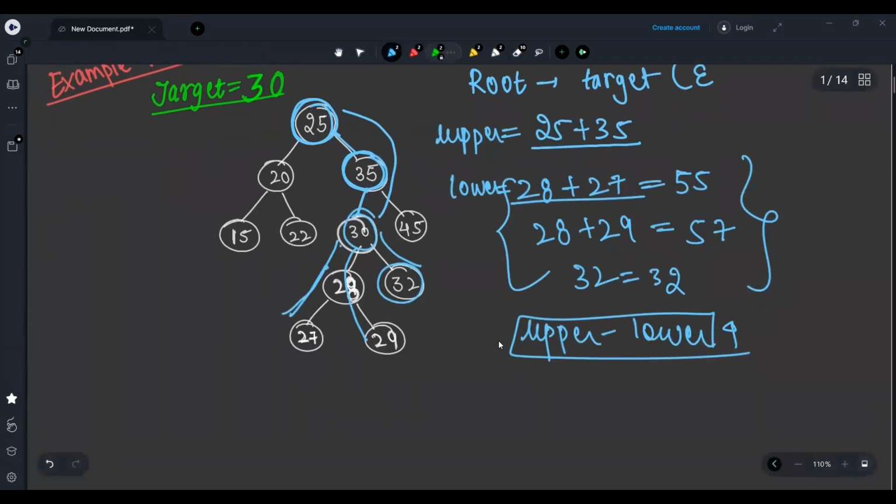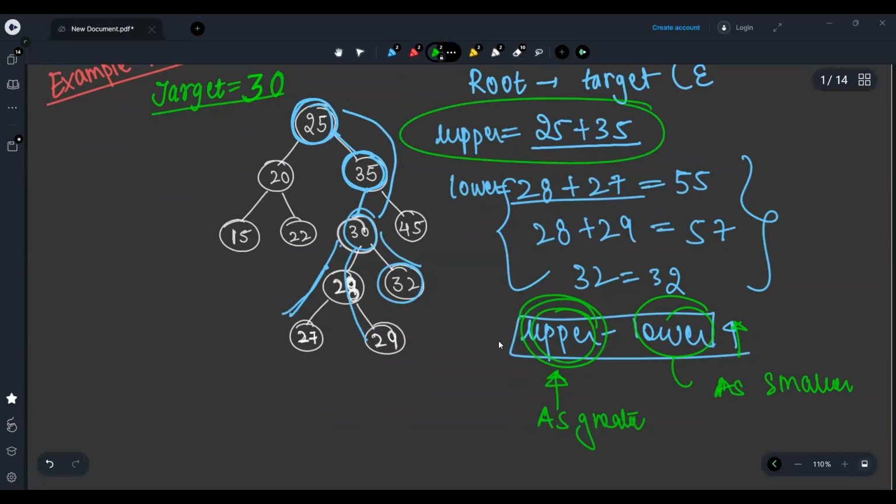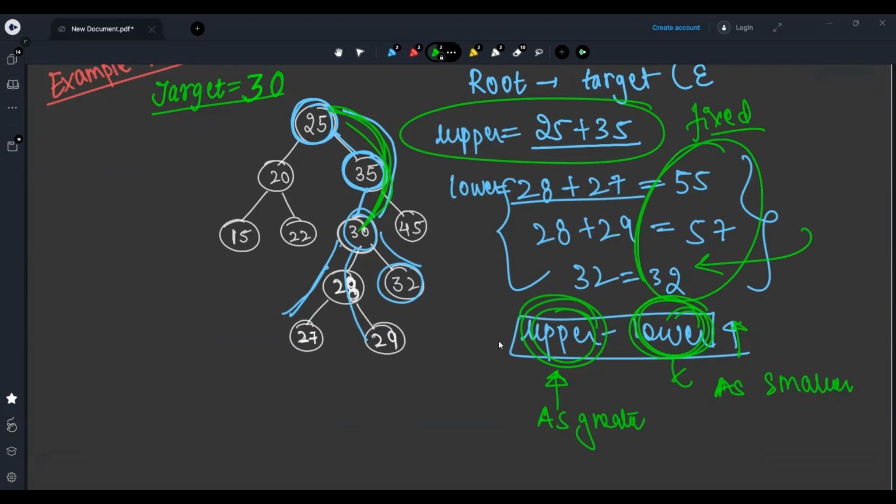Tell me one thing: if I want to maximize it, that means I have to get the upper as great as possible, and the lower as small as possible. The upper is fixed, only one, because we have only one path to reach the root, always. So now we have to minimize the lower, so we find the minimum lower sum. It is 32. We subtract it from the upper sum of 25 plus 35, which is 60. 60 minus 32 is equal to 28. So this is our answer.